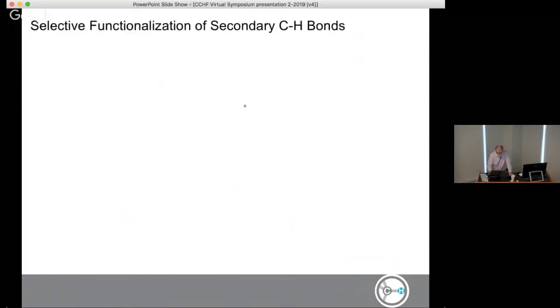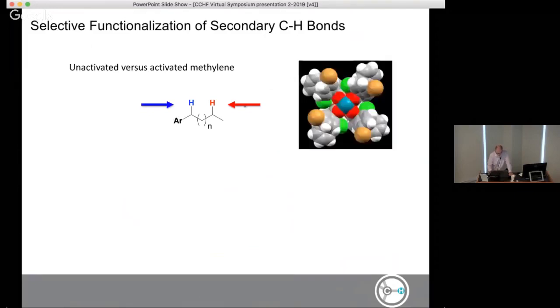We've also been able to push this further towards selective functionalization of secondary CH bonds. In other words, when you have several secondary CH bonds. And so here's an example where you're actually getting the chemistry to go at a methylene next to a methyl over a methylene that's electronically activated next to a benzene ring. And the catalyst that works well with this is this ortho-chloro catalyst. I'll explain a little bit more about this in a second. Which adopts a C4 symmetric structure.